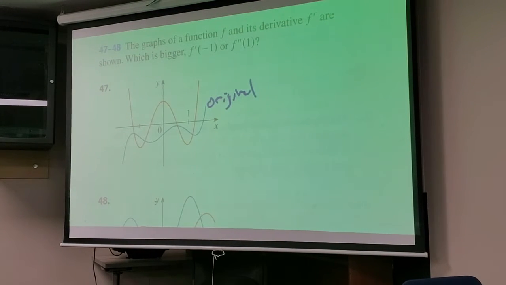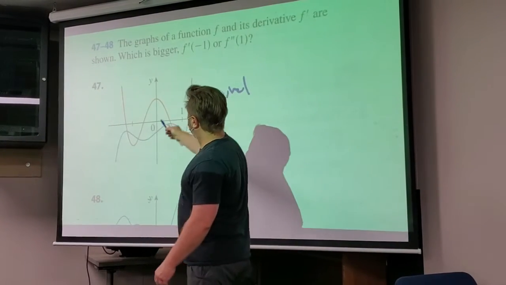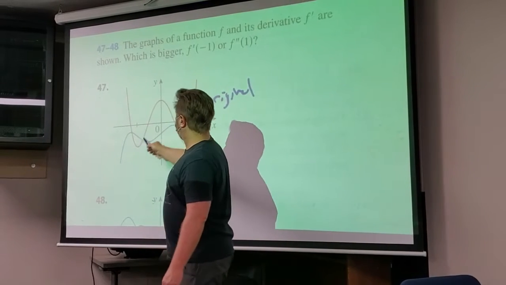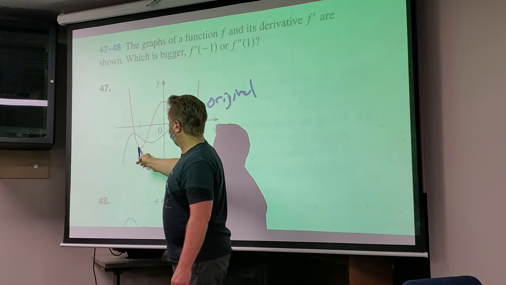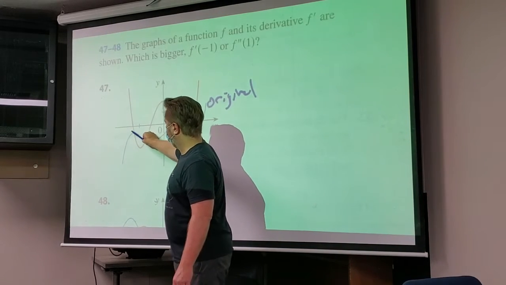Okay. So F prime at negative 1. So at negative 1, blue is original. So here's F prime at negative 1. F prime is negative, yes? You can see it here, you can see it here.